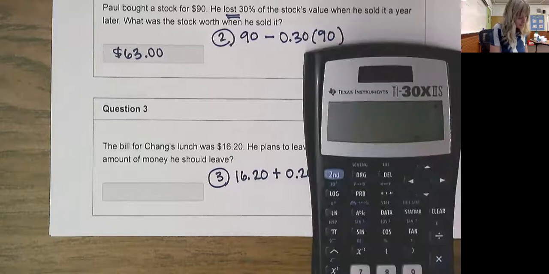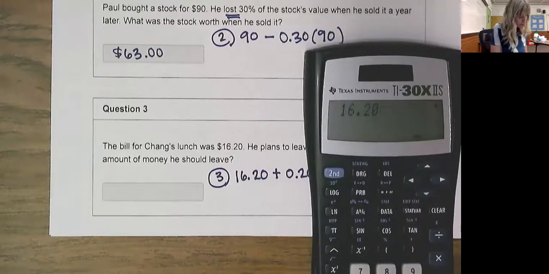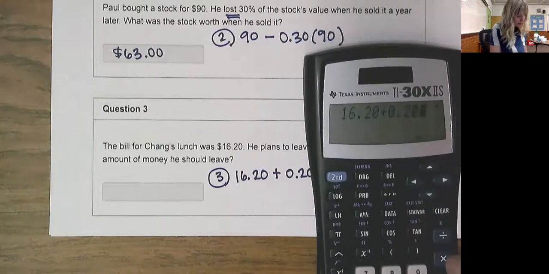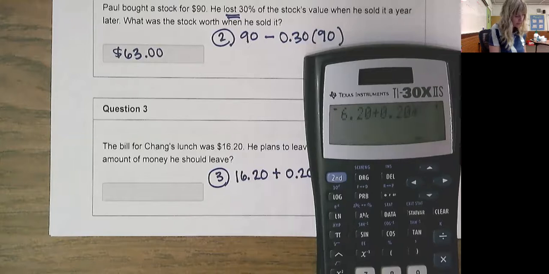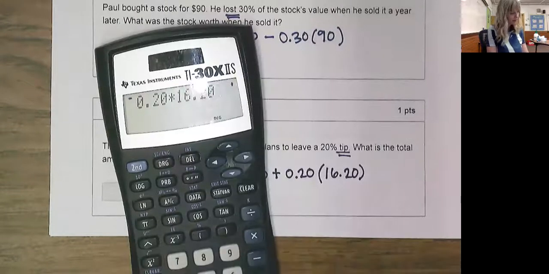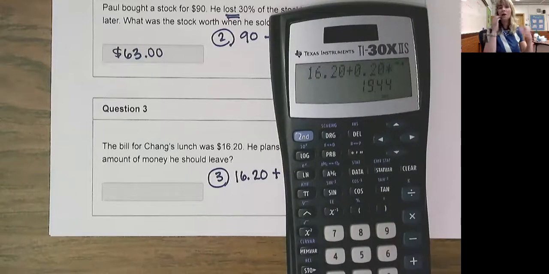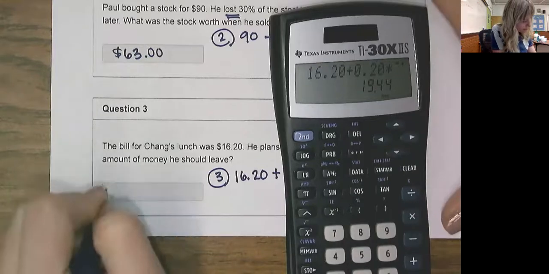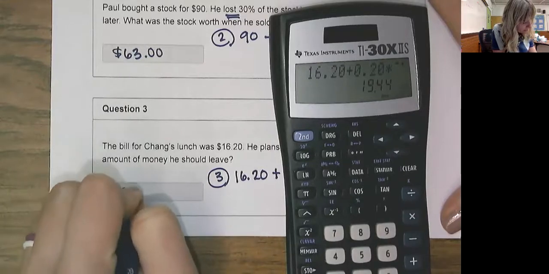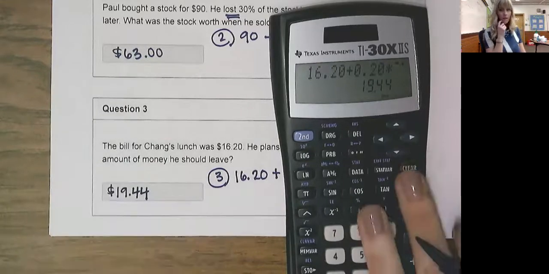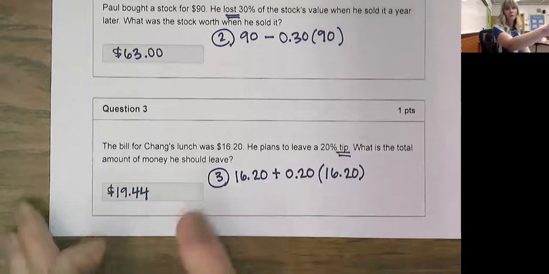So here I go on my calculator, 1620, there's the original, plus 20%. And you can do parentheses or you can just hit times of the original. I just typed it all in at once. And this is now going to do the whole calculation for me. It's going to already add it back in. It calculated 20%, it calculated my tip, and it added it back to my total. So my total bill is $19.44.